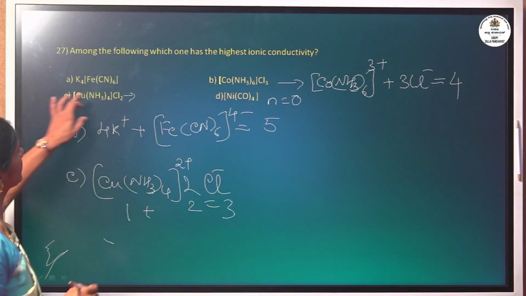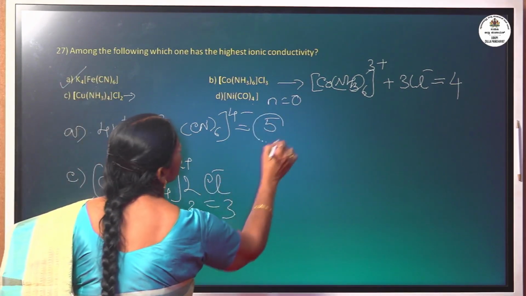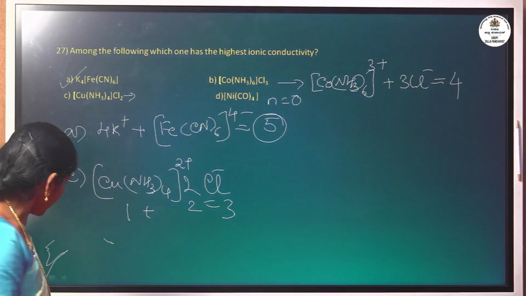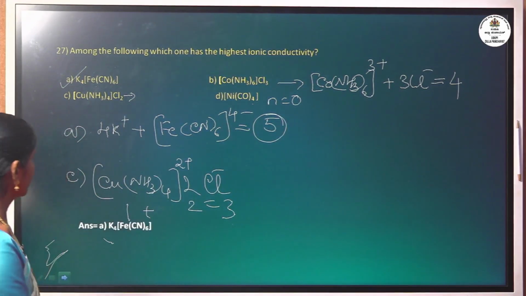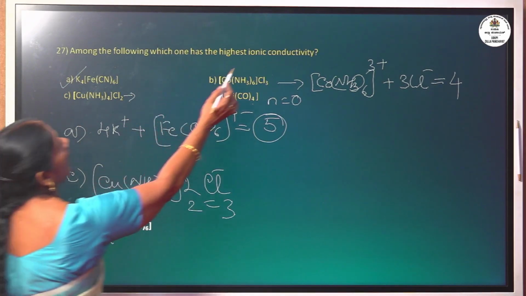So which one has the highest number of ions? It is A with 5 ions, and therefore the answer is A. A, with the number of ions 5, will have the highest ionic conductivity.